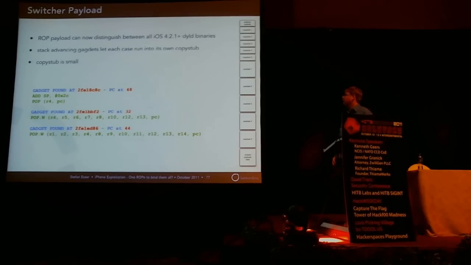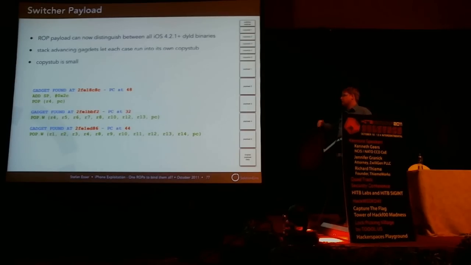The switcher payload we just use can distinguish between all the binaries. And now we need stack advancing gadgets because in the first group, in the switcher payload, now we have the problem. At some point we know, okay, this is exactly this binary. But what is the next gadget we jump to? We somehow want to come from the switcher to the copy stub 1 in the first case. We want to come from the switcher payload to the copy stub 2 in the second case, and so on. So we need stack advancing gadgets.